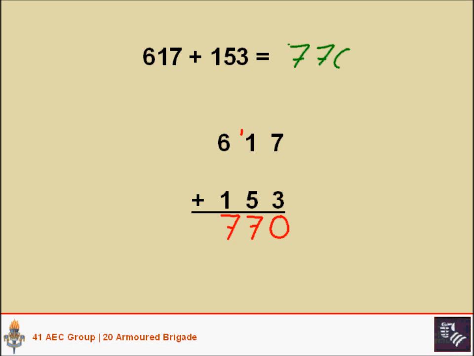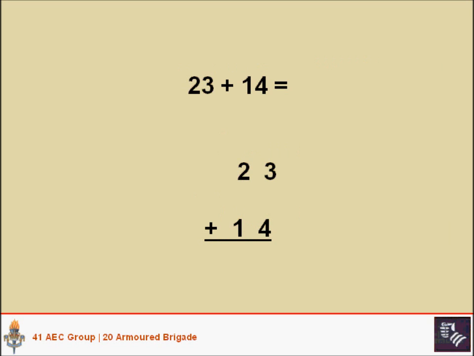You have to be quite good at mental arithmetic to make these quick calculations. Here's a tip that might help when using this method. Let's add 23 plus 14. As you can see, we've aligned our equation exactly the same as before. 23 over 14. Remember, we're starting from the right, adding the units column first and then the tens.